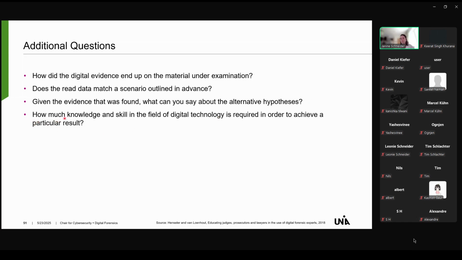Another question could be how much knowledge and skill in the field of digital technology is required in order to achieve a particular result. So that is a question of manipulation. So what skill would you need to manipulate certain data?